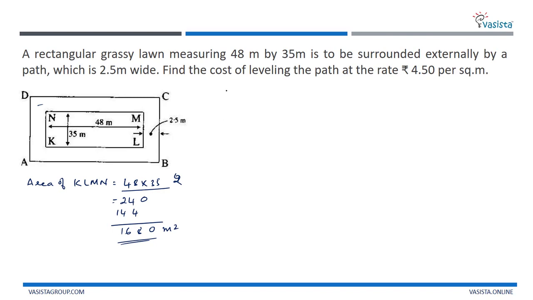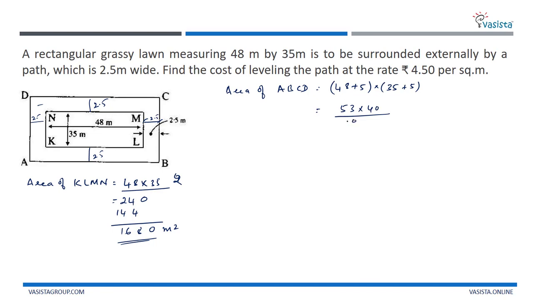Now similarly, let us find the area of ABCD. Area of ABCD is nothing but what? They have given here 48. From here to here it is 2.5 and here to here it is 2.5. So this is 48 plus 5 into 35 plus 5. Correct? Here it is 2.5 and here it is 2.5, that you need to add. So now you are going to get 48 plus 5 is 53 into 40.